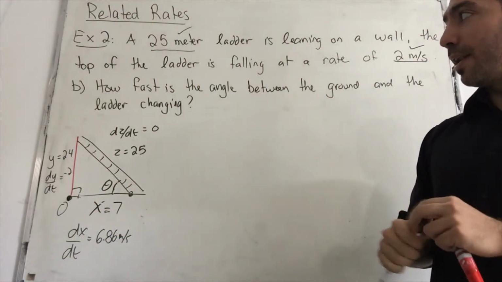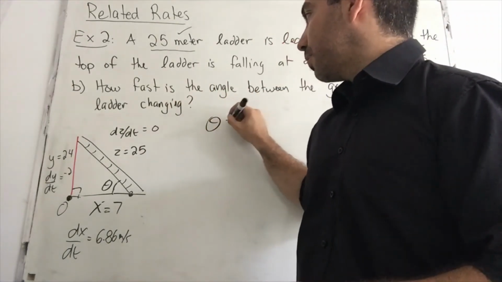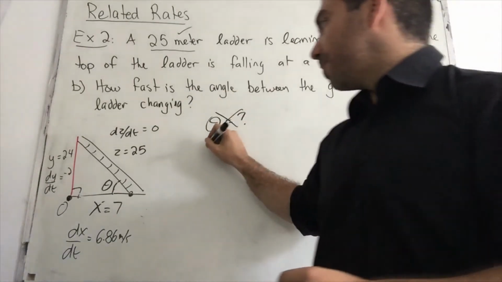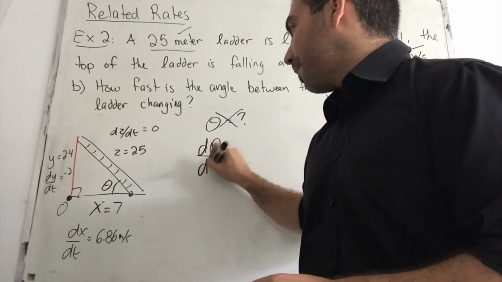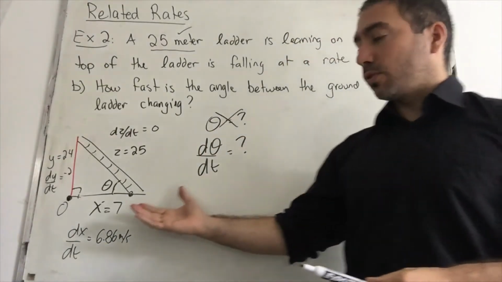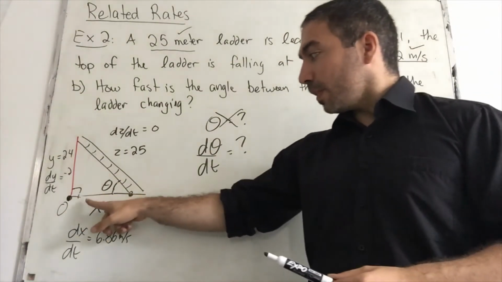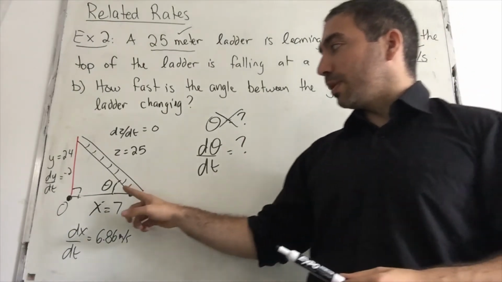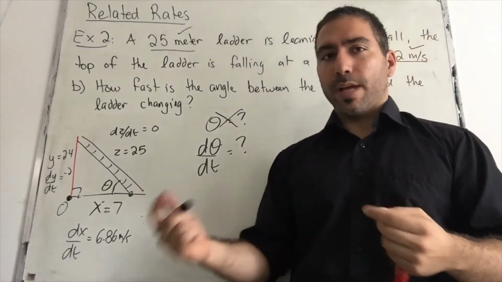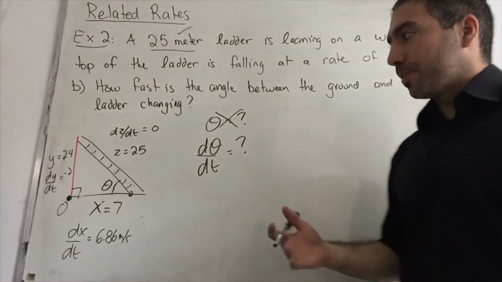So again, how fast is the angle changing? The question is not asking for theta, it's asking for the change in theta, because there's movement involved. So it's asking for d theta dt. We're working with a right angle triangle, and now we're dealing with angles. We're not dealing with how much dx dt is changing, we're dealing with an angle. Which formula should we be using if we have side lengths and angles involved? Well, this is where our trig formulas come into play. So you have to remember your trig formulas.